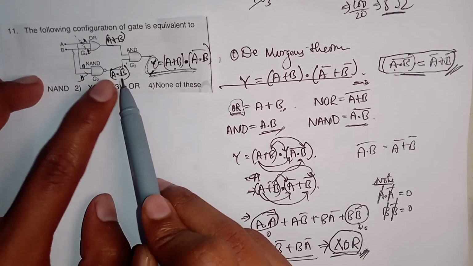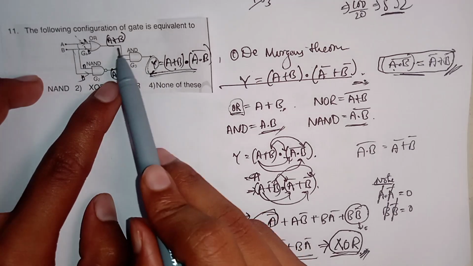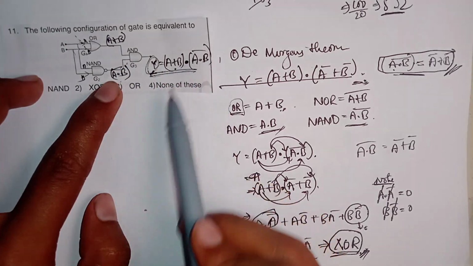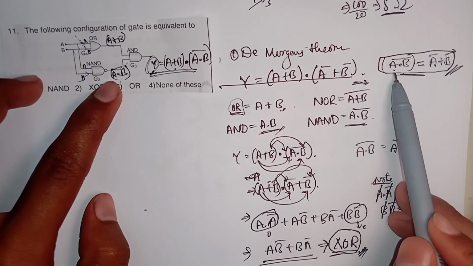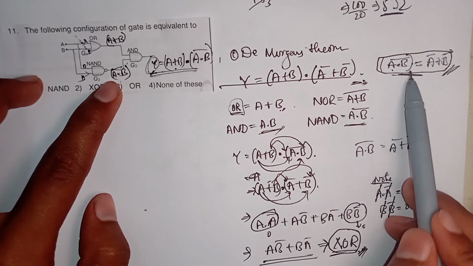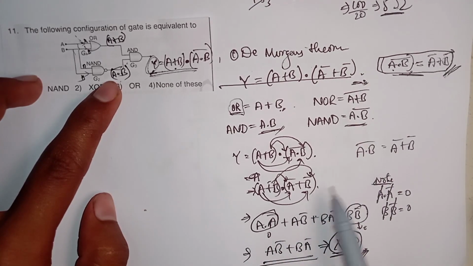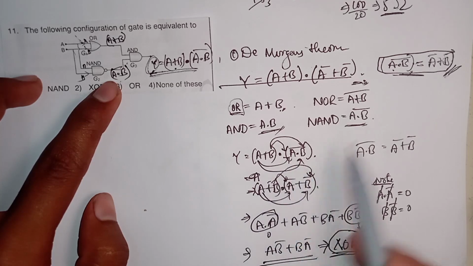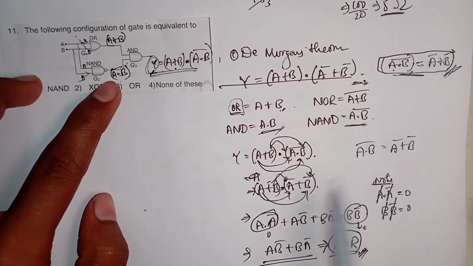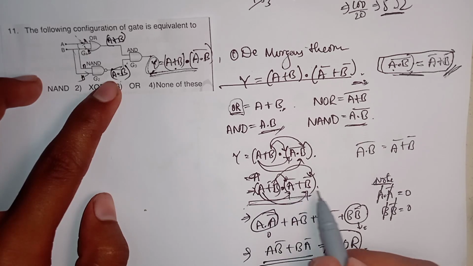After (A plus B) and (A dot B) whole bar, we have to multiply that. Then we get (A plus B) dot (A dot B) whole bar. From De Morgan's theorem, (A dot B) whole bar is equal to A bar plus B bar. We can write this expression as A bar plus B bar. So when you take this (A dot B) bar as this, we have to write it just once like this: (A plus B) dot (A bar plus B bar).